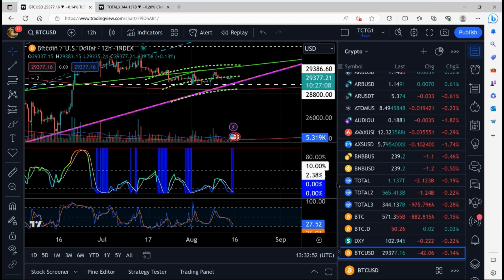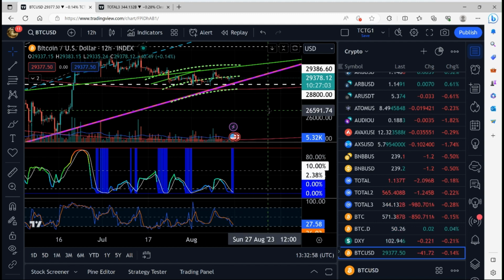We're looking at the Bitcoin US dollar index on the 12-hour time frame. I want to go over volatility across various time frames in this video, show you something that's going on with the total 3 crypto market cap, and look at where we're at briefly. Not a whole heck of a lot has changed, as you all well know.